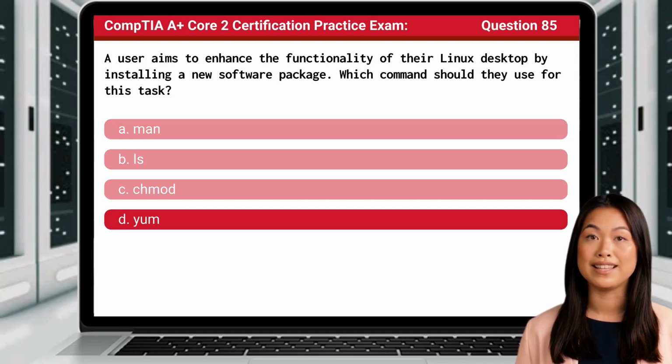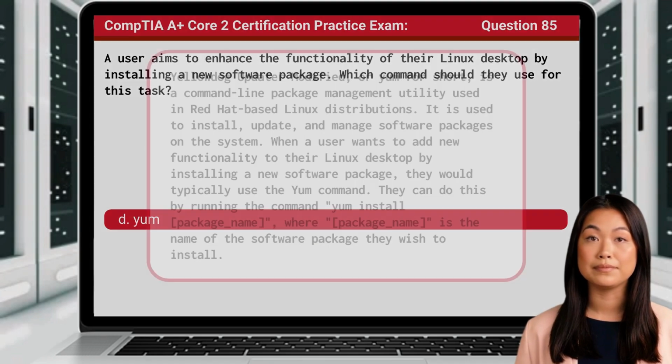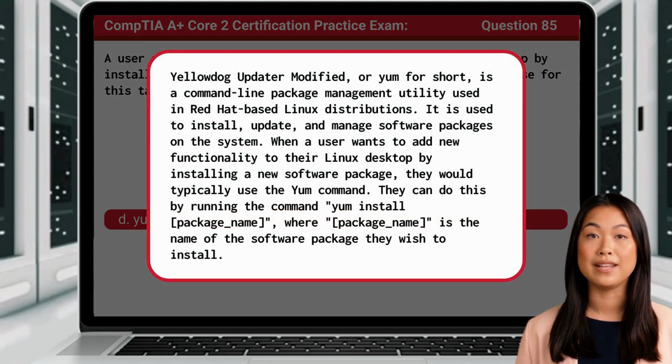The answer is D. Yum. Yellow Dog Updater Modified, or Yum for short, is a command-line package management utility used in Red Hat-based Linux distributions. It is used to install, update, and manage software packages on the system. When a user wants to add new functionality to their Linux desktop by installing a new software package, they would typically use the yum command. They can do this by running the command yum install package name, where package name is the name of the software package they wish to install.